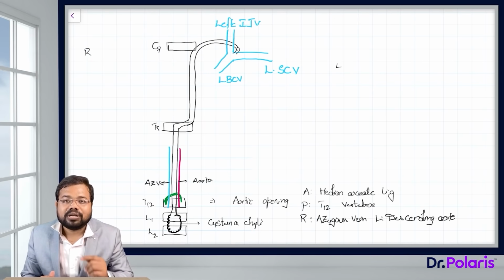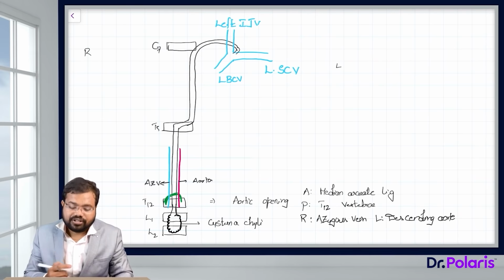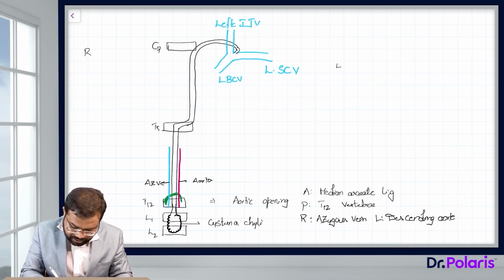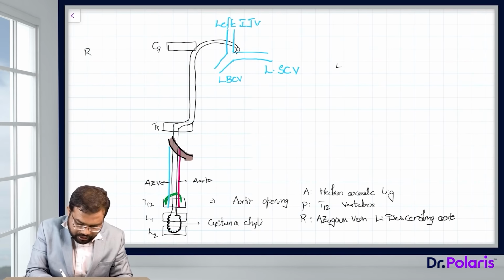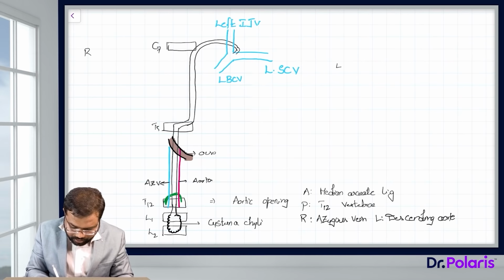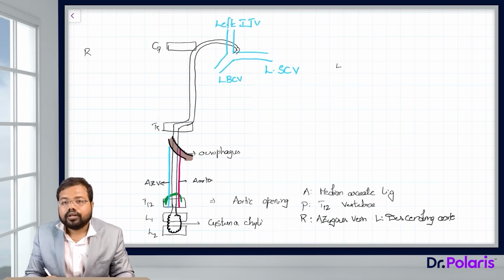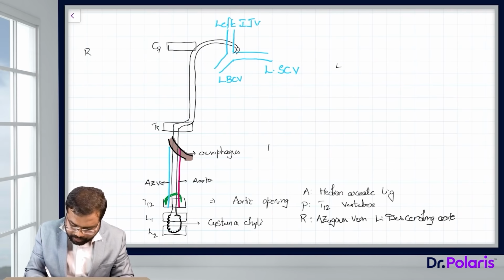When we discussed the posterior mediastinum, we said the contents of the posterior mediastinum include the thoracic duct also. So that thoracic duct now enters here in the posterior mediastinum. Now in this posterior mediastinum, what are the relations? There is a major structure which will be passing in an oblique way, that is called the esophagus. So this is the esophagus. So the second level is the posterior mediastinum. The first level is at the level of the aortic opening. Second is at the level of the posterior mediastinum.